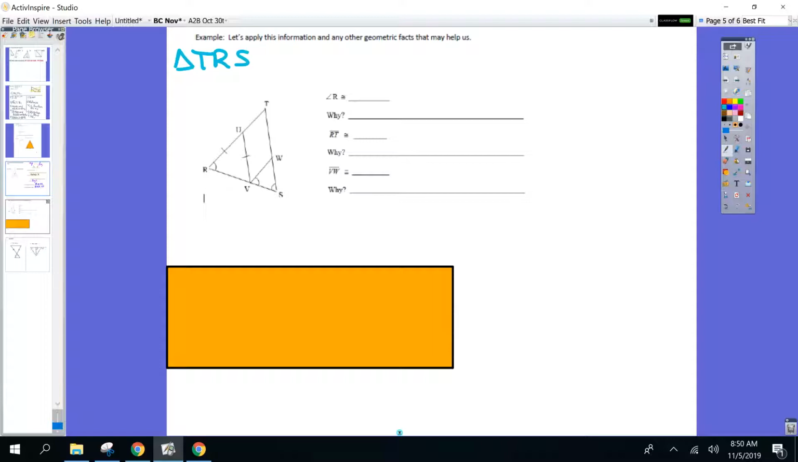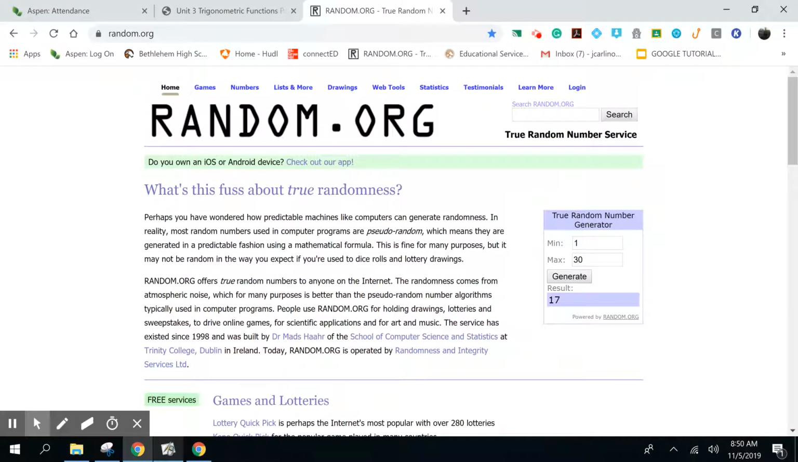How do I know TRS is isosceles? Angle R and angle S are congruent. It's got two congruent angles. All right, there's more than one, so sorry for the people who said one. Number 2.